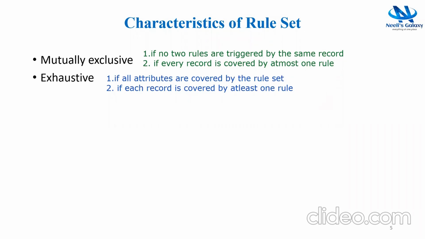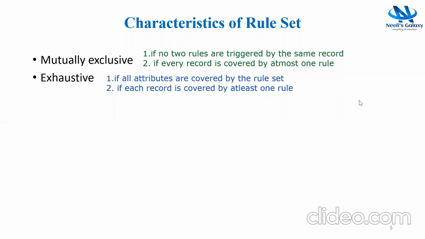What is the condition for mutually exclusive? If no two rules are triggered by the same record, and if every record is covered by at most one rule. What is the condition for exhaustive? If all attributes are covered by the rule set, and if each record is covered by at least one rule. But in some cases, the rules present in some rule sets are neither mutually exclusive nor exhaustive.